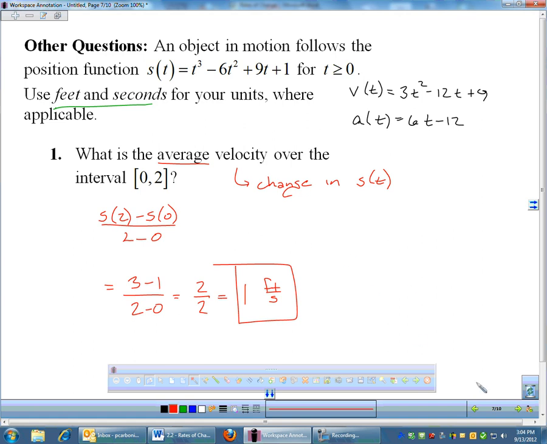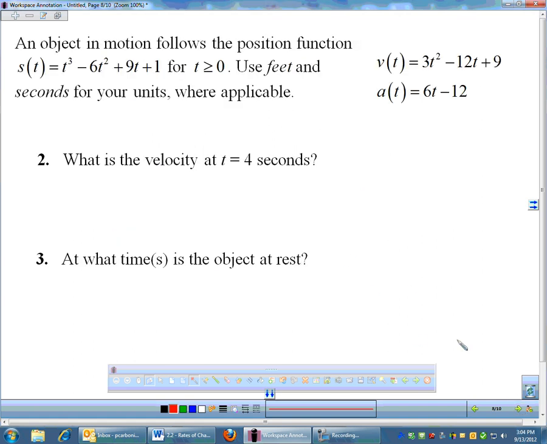Let's move on to the next question. Exact same object, same position. We've already found velocity and acceleration, which I have right here. What is the velocity at 4 seconds? Here I'm not giving you a time frame or a time span. This is at one specific point. This is an instantaneous velocity. This is an instantaneous question.